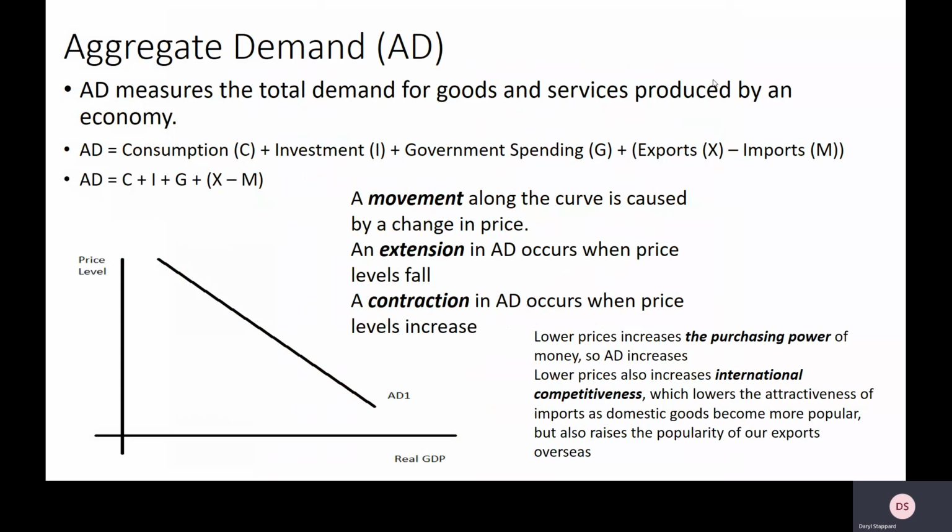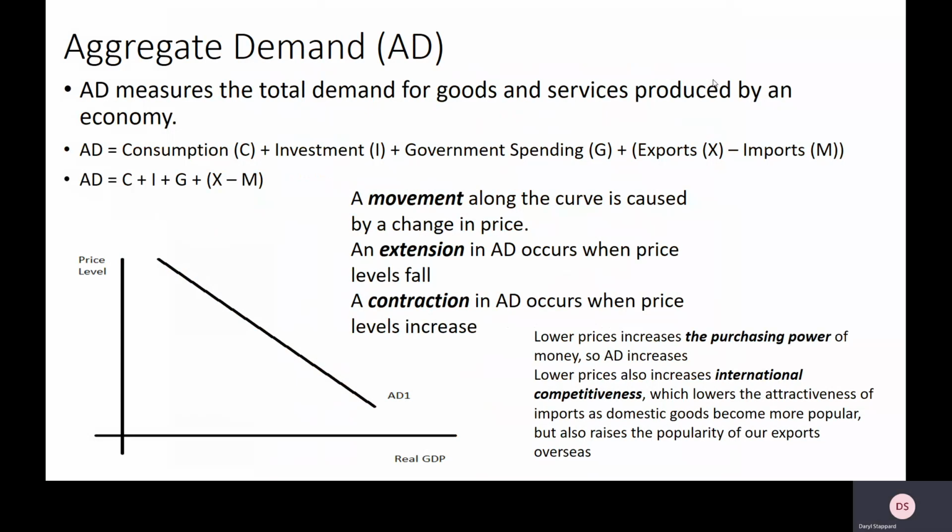Right, everyone. Now, this is hopefully what you've been sticking down in your books. Aggregate demand, first of all, measures the total demand for the goods and services produced by an economy. So aggregate demand is therefore a measurement of the GDP of the economy. Now, what we've got to accept is that at a macro level, aggregate demand is all of the different demand for different outputs by different businesses and consumers and governments added together.